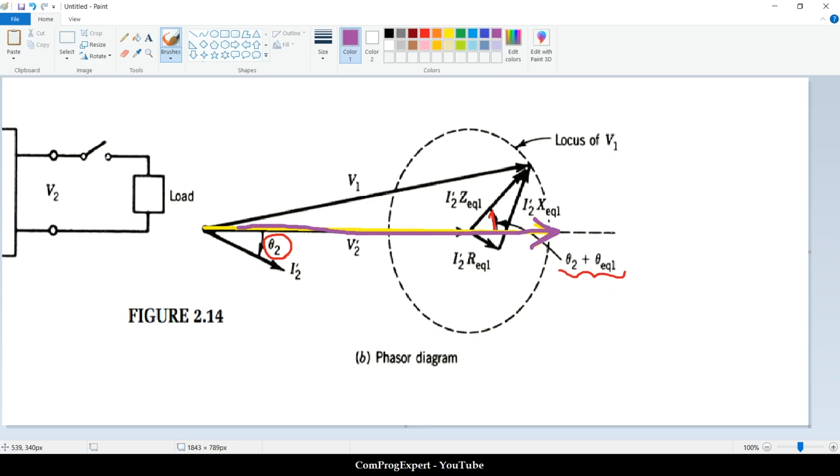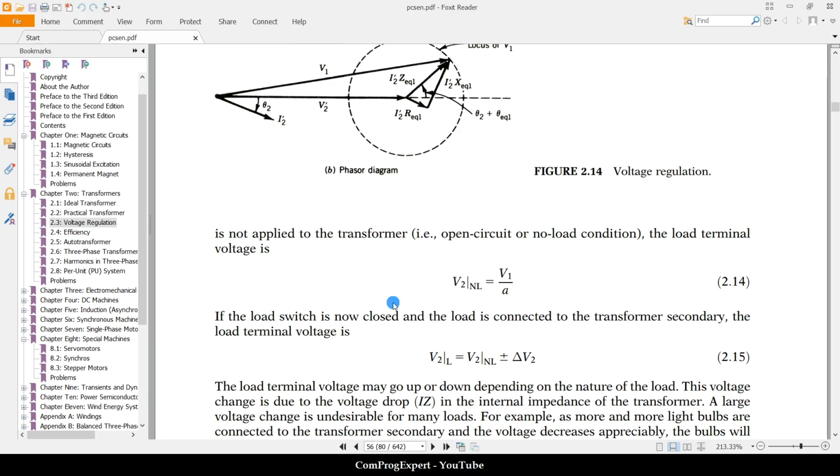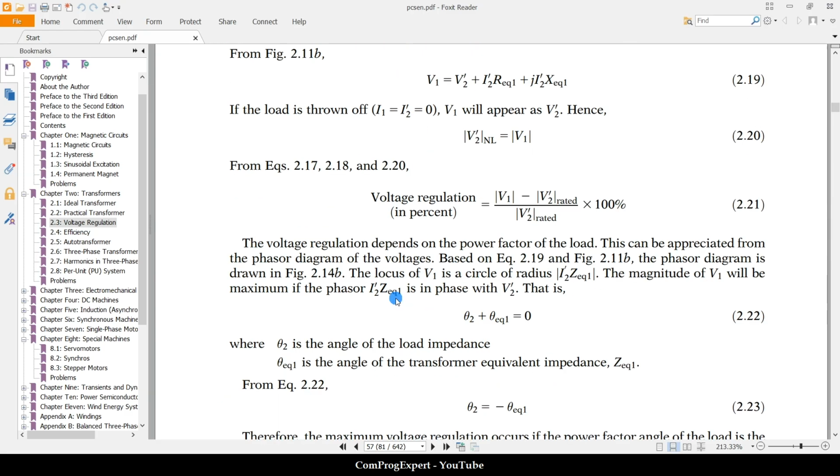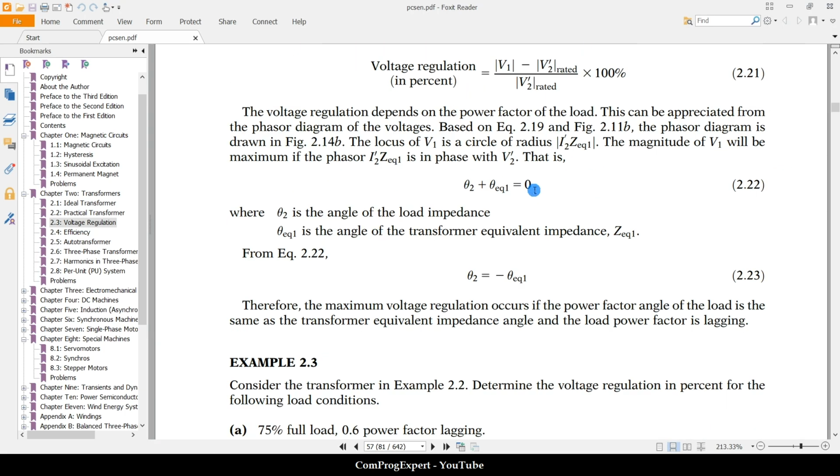In this case, when the V1 phasor is on the x-axis, we have maximum difference in amplitude of the V1 and V2 prime. So this results in the maximum voltage regulation. The maximum voltage regulation is when this summation is equal to 0. So here is the condition. You can check this condition here.